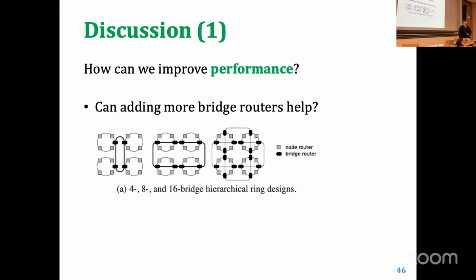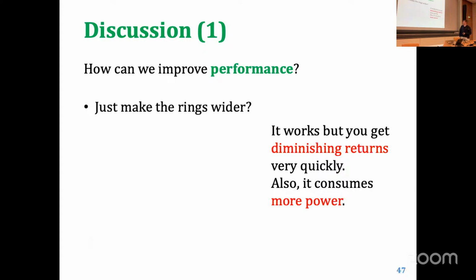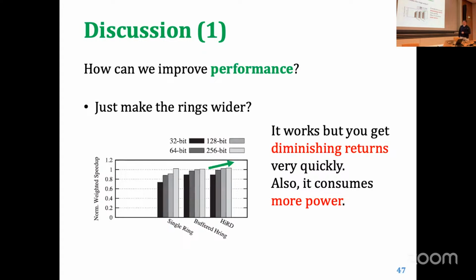Okay, let's go. So it works, but up to a certain point. If we go from 4 to 8, then we have a 10% increase in performance. From 8 to 16 is just plus 1.5%, which is not that great. And it doesn't really justify doubling the number of routers. And that's why the paper itself uses a design with 8 bridge routers. So another thing that, okay, I gave out the answer. Okay, but anyway, it was predictable.